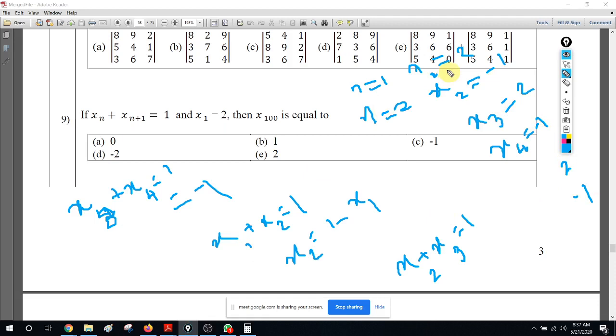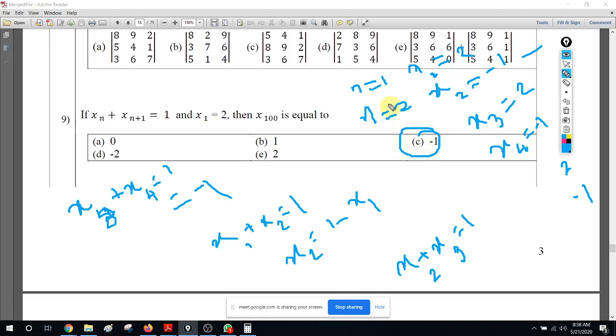Now you can see when the index is odd, the value is 2. When it is even, it is minus 1. If you want, you can double check for x5 and x6 also, then you will see the pattern. What they ask is x100. We know that 100 is even. For even values it is minus 1. Therefore, x100 is minus 1.